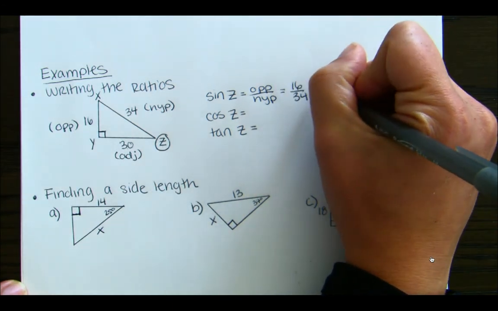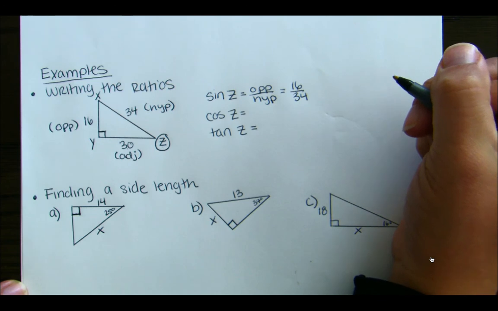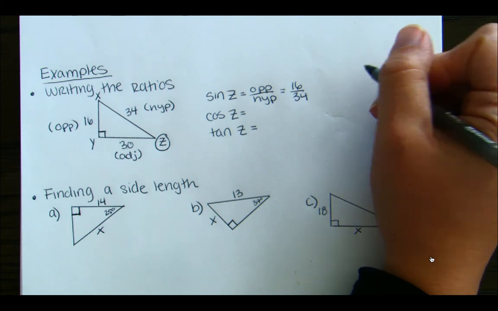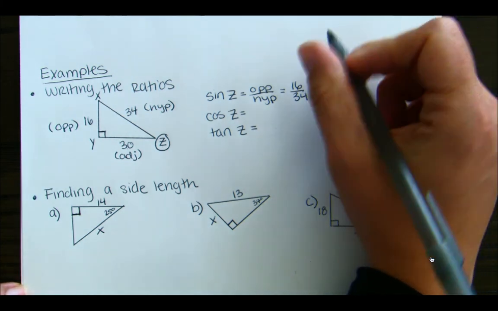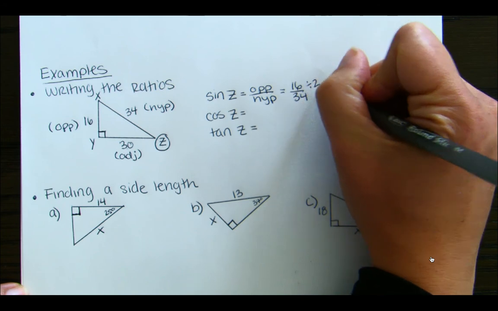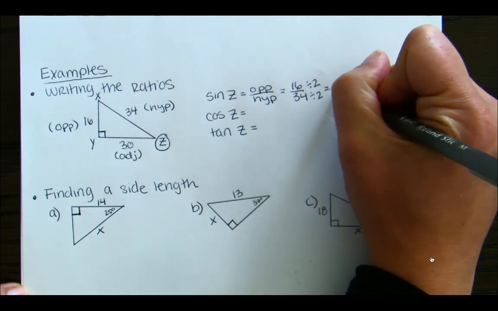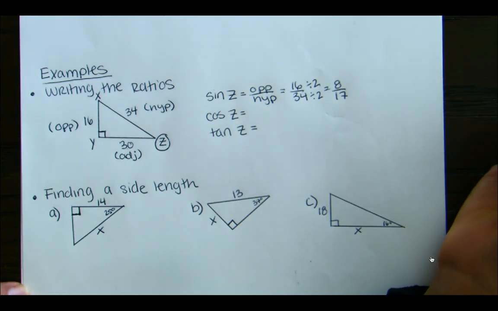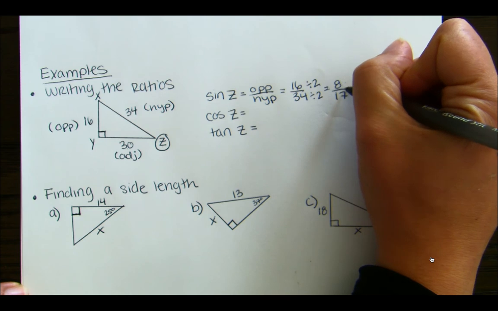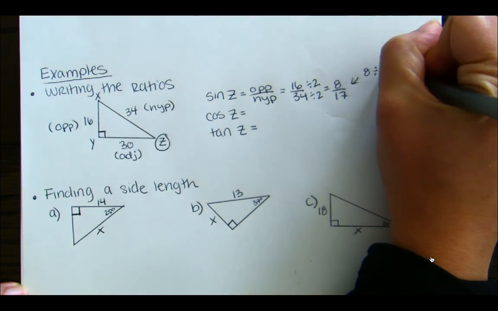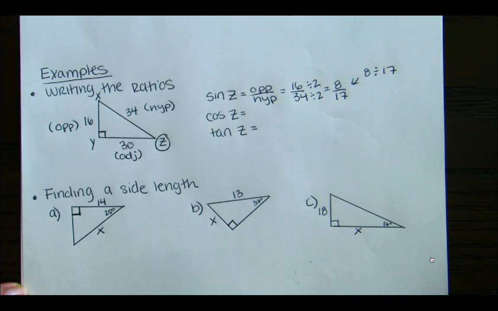Now, when it's asking you to simplify your fraction at any time, that means we want to pull out the greatest common factor. So looking at this, I think they're both divisible by 2. So I'm going to divide them both by 2 to simplify it, and I get 8 over 17. And then if it asks you to put it into a calculator, you would just divide 8 divided by 17. So that would look like 8 divided by 17 in a calculator.